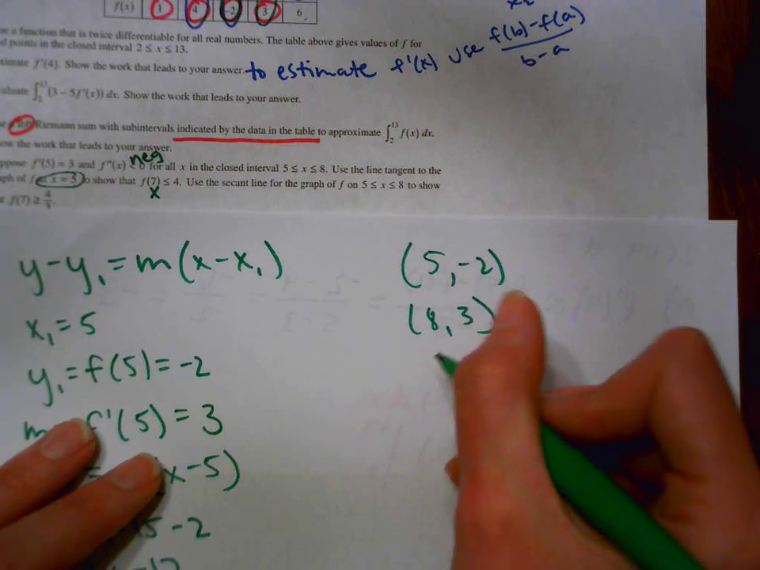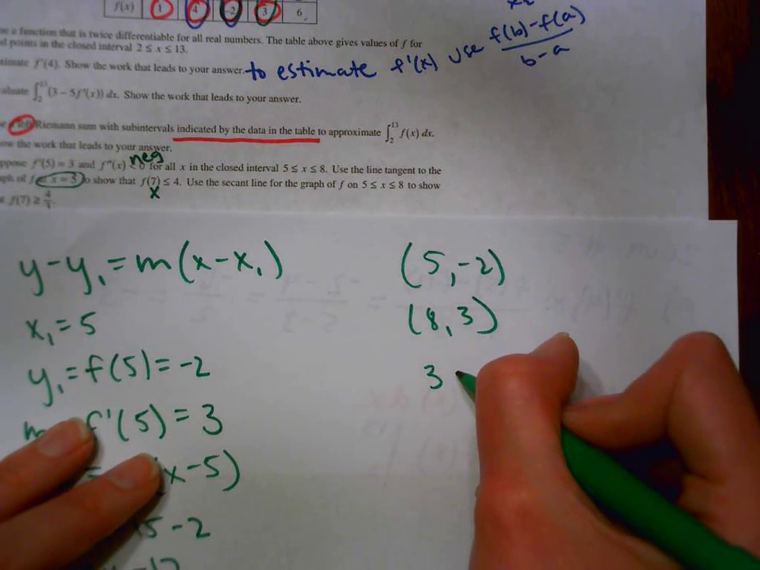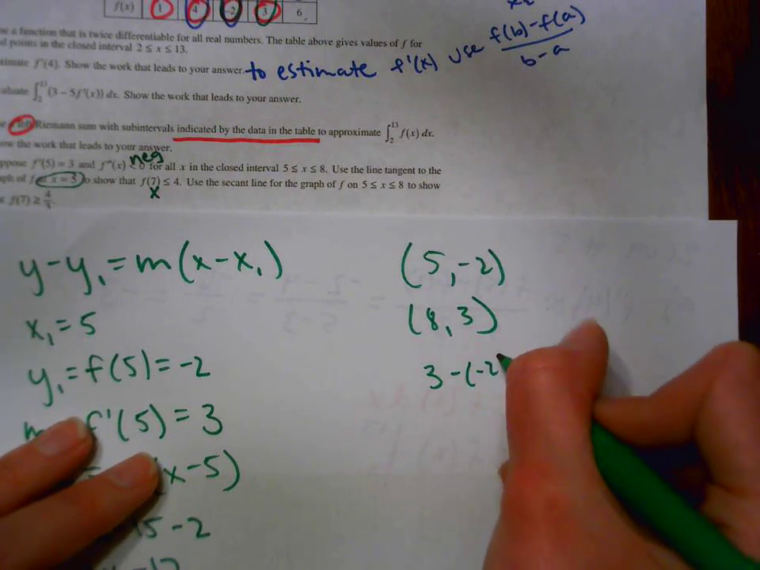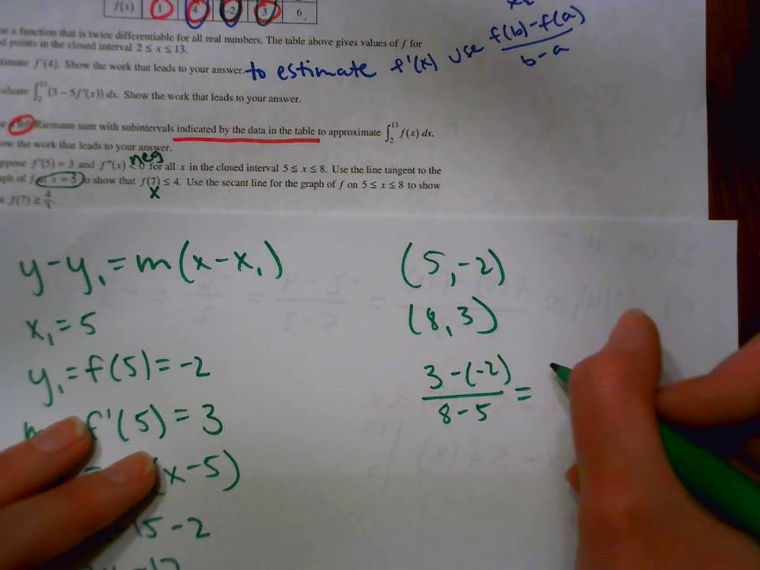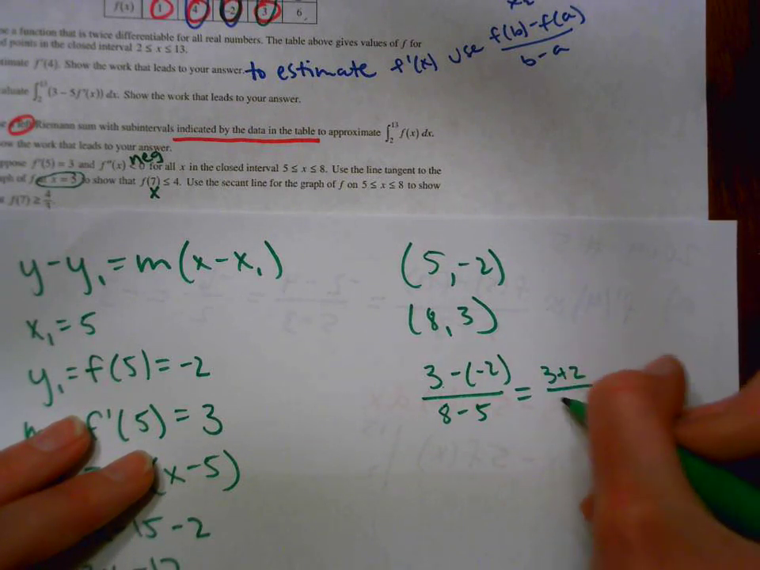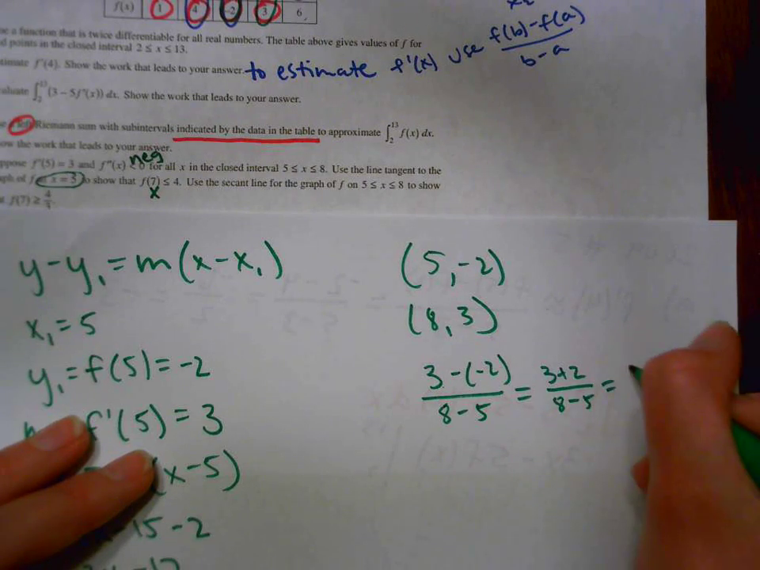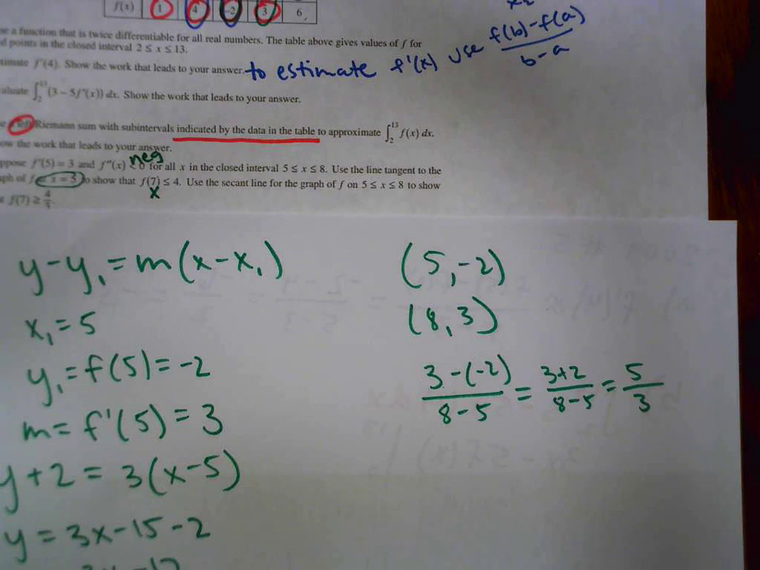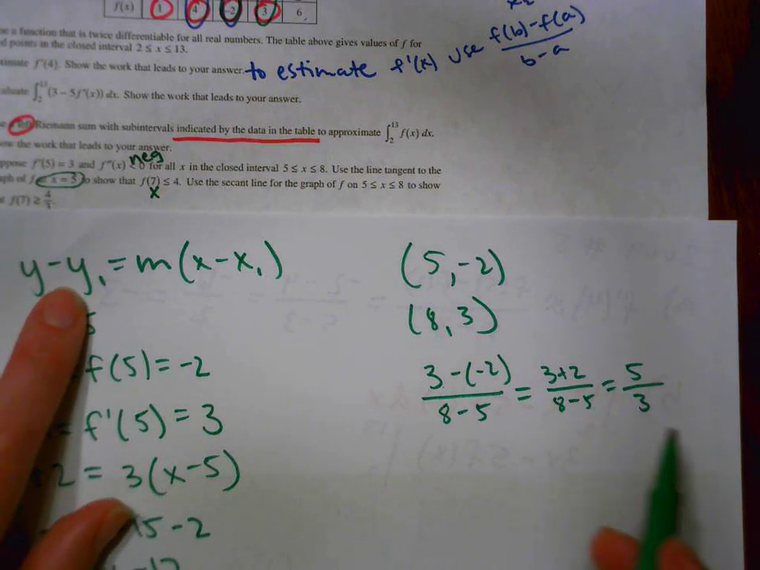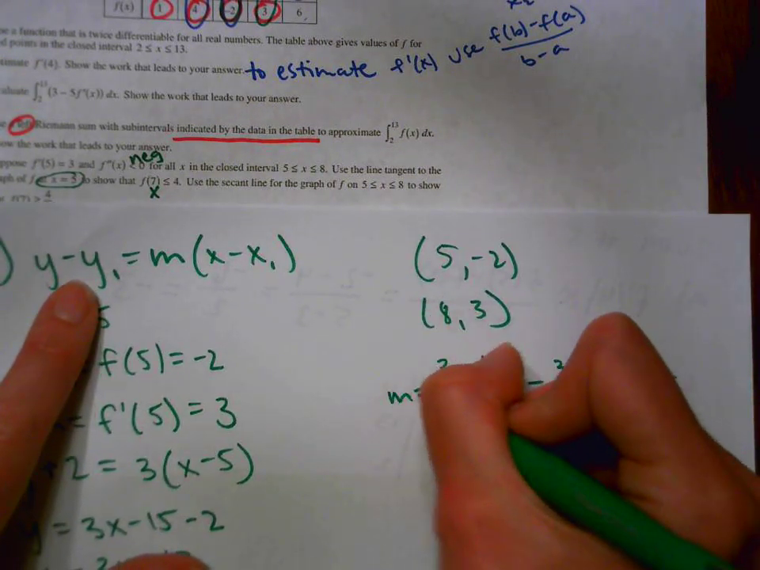The average rate of change would be 3 minus -2 over 8 minus 5, which would be 3 plus 2 over 8 minus 5. So 5 over 3. And now we're still using point slope form. This is the slope of your secant line.